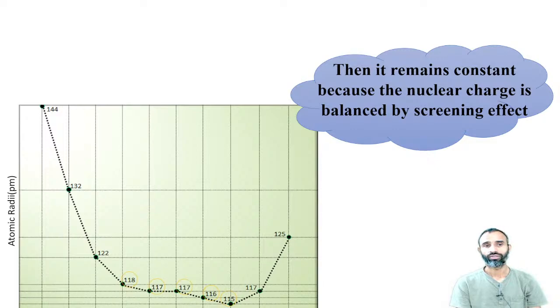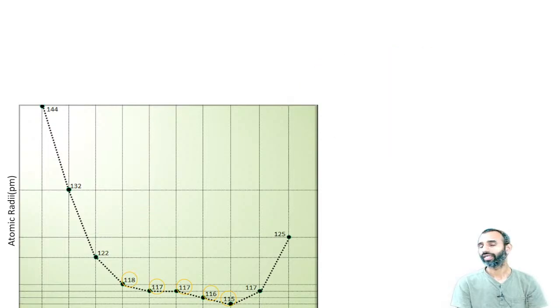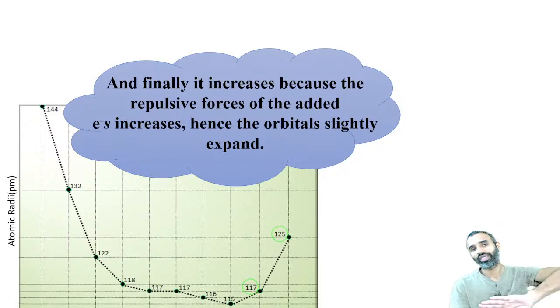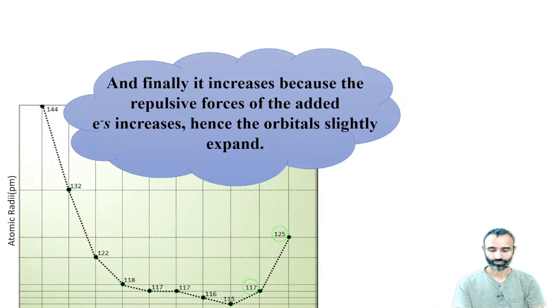Understood. So see, first it decreases because nuclear charge is dominating, and then it remains constant because nuclear charge and screening effect balance each other. Inter-electron repulsion is directly proportional to screening effect. So finally it increases because repulsive forces of the added electrons increase, and therefore orbital starts to expand. All right.